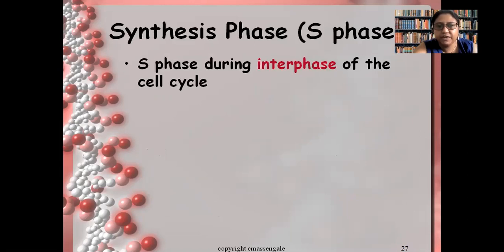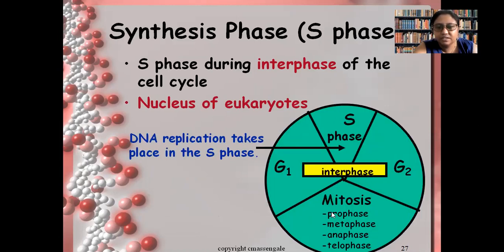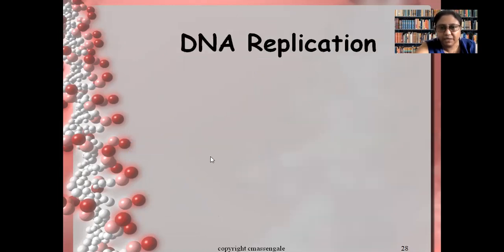S phase. Yes, it is the S phase of interphase. That is the synthesis phase of interphase when the DNA replication takes place. So that's why it's called the preparatory phase. Between two mitoses or between two meioses, the S phase of interphase is required. So at S phase, during interphase of the cell cycle, in the nucleus of eukaryotes, the DNA replication takes place.